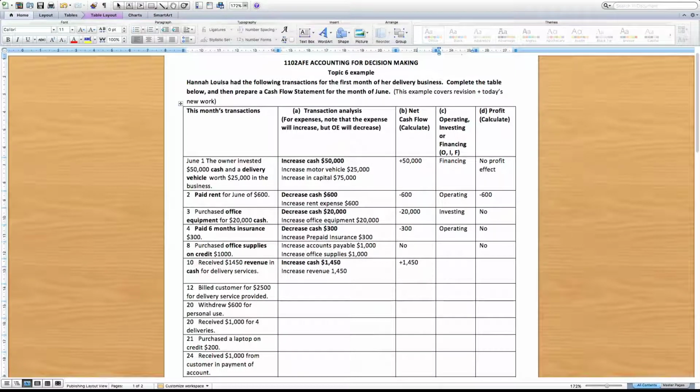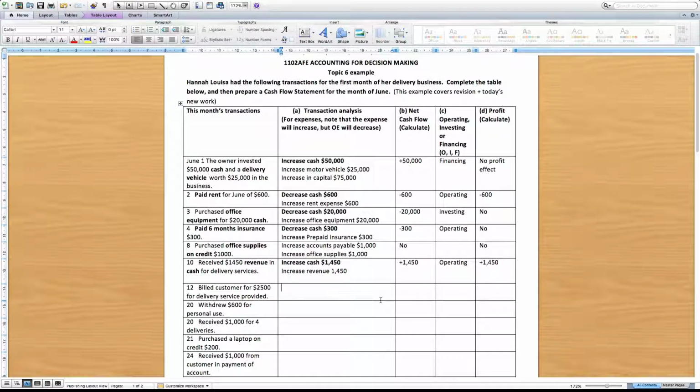In terms of operating, investing, or financing, we'll always look to your number 2. We know cash is 1. What's our number 2 that's going to help us classify? So we're dealing with revenues. Where we have a revenue involved, we're dealing with an operating activity. Do we have an effect on profit? We know revenues and expenses impact our profit. We have a revenue here, so profit will go up by $1,450.